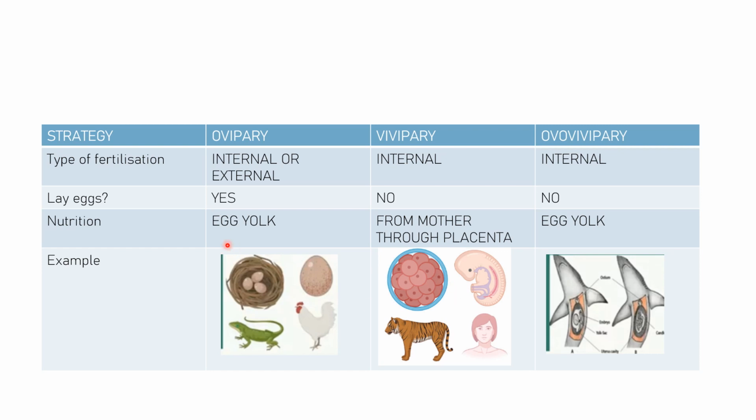So these are the examples I have. So if you will name the examples here you can see it's a frog and it's a chicken. Here you can see the tiger, and another example is human beings. You can see the female here. So yeah, then here it's the sharks, like they are ovoviviparous. Okay, so yeah.